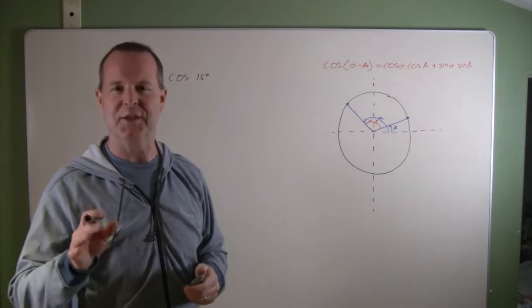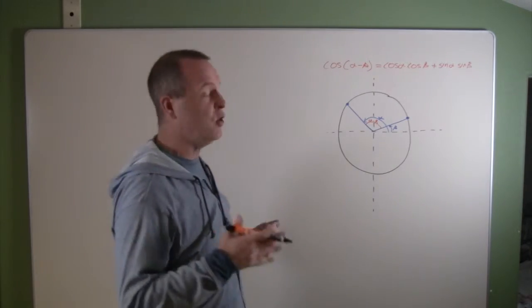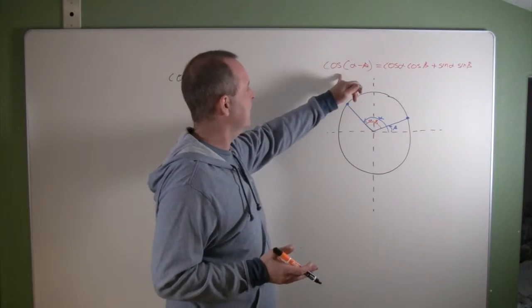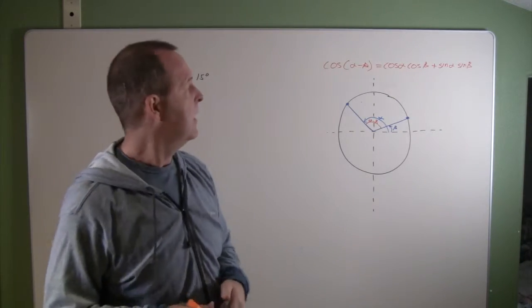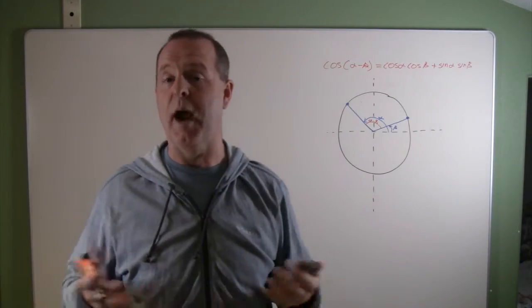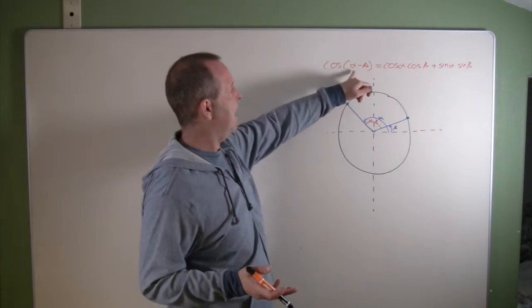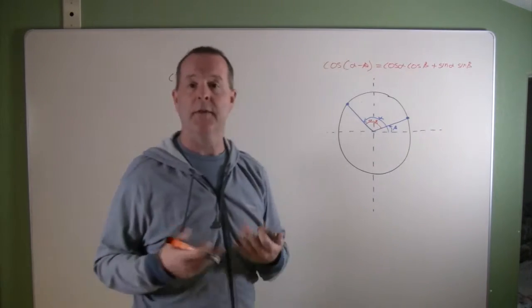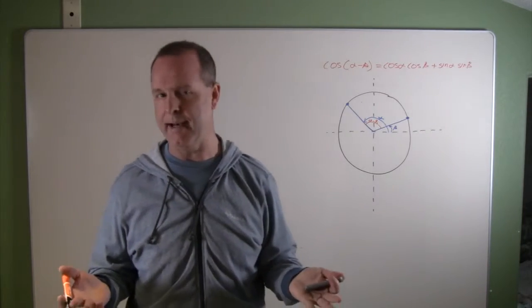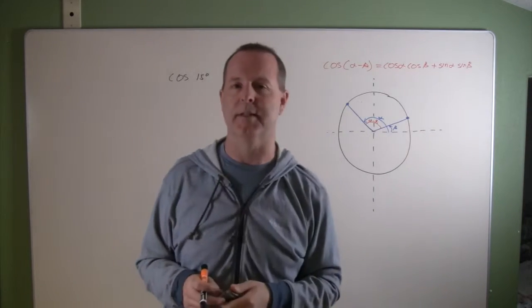As we begin to explore this new section, we start off with a new idea: the difference of a cosine angle and how we could use it. So we have this new identity that the cosine of alpha minus beta equals the cosine of alpha times the cosine of beta plus the sine of alpha times the sine of beta.